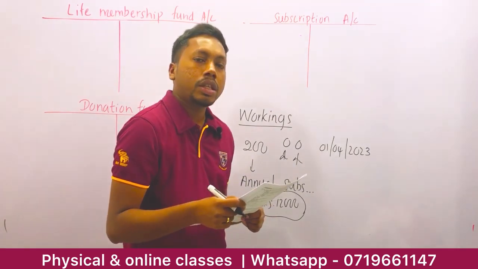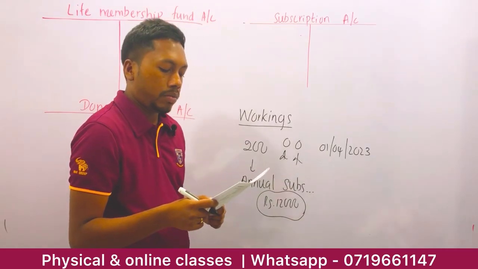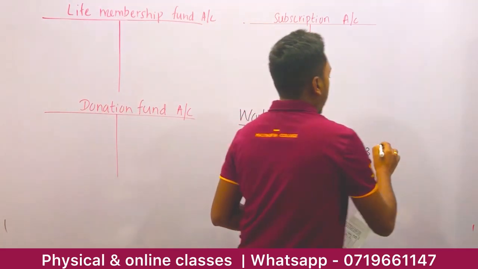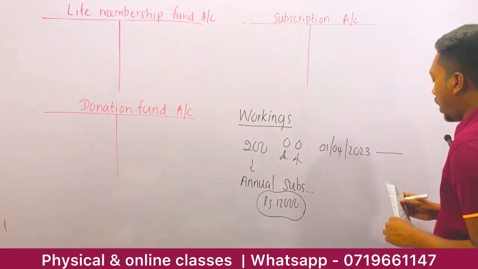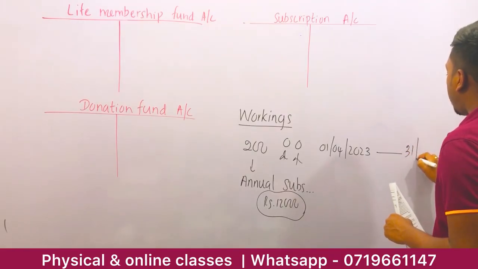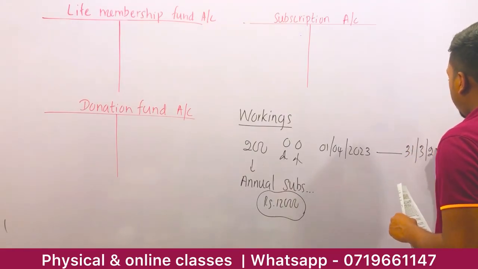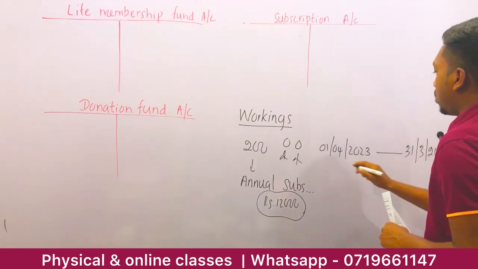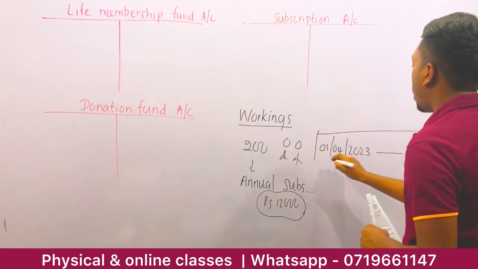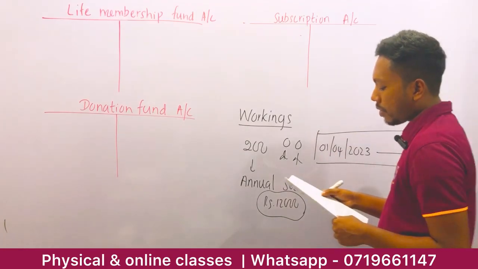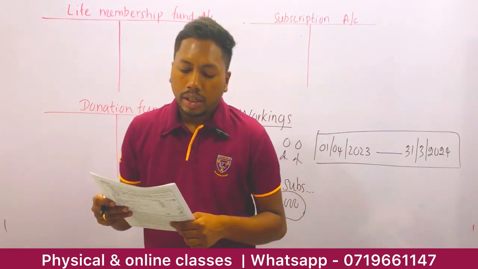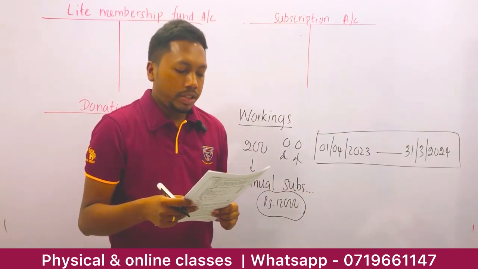So the financial year ends on 31st March 2024. Here you can write the ending date as 31st March 2024. So here you have your accounting period, right? Then information relevant to life membership is given.